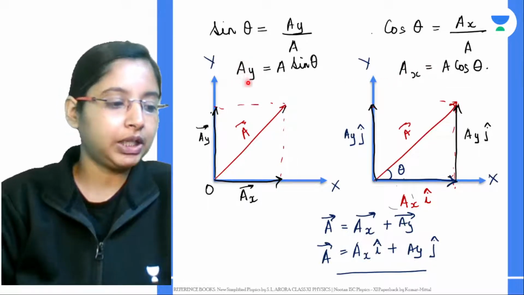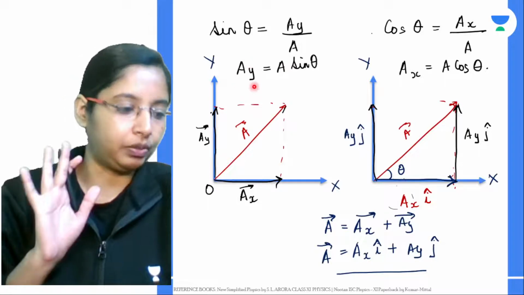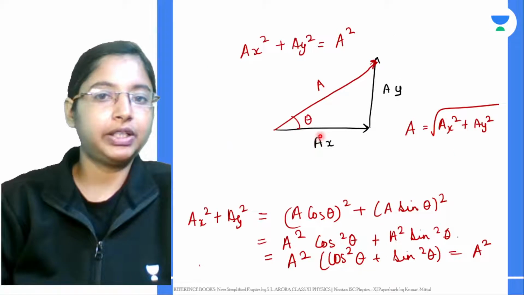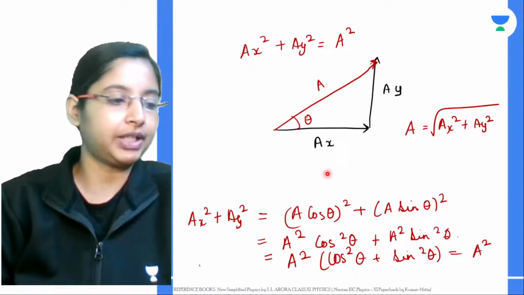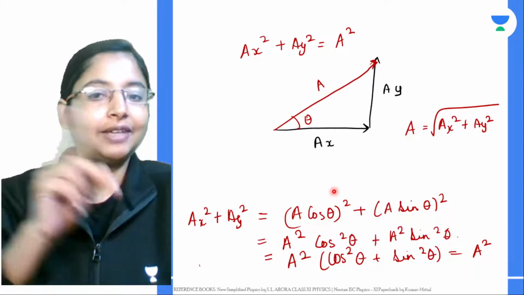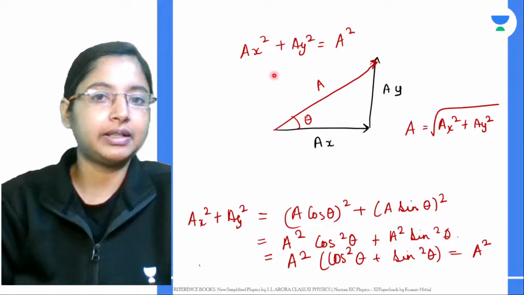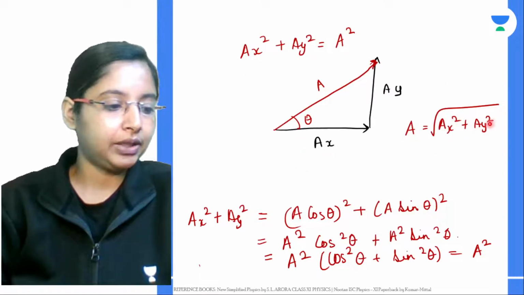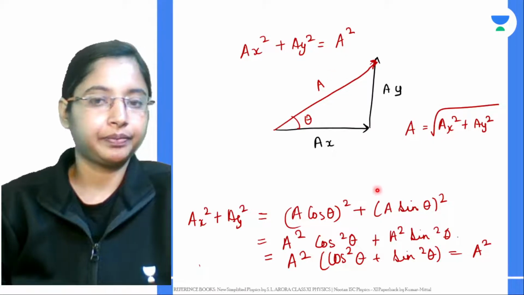And if you want the vertical component, what will you do? Whatever this A is, into sin theta will give you the vertical component. We did the reverse of it. If we add these two values, we get the magnitude of this A vector. In case in a question they have given the horizontal and the vertical component, and they are asking you to find the resultant, then this is the formula. You square the horizontal and the vertical component and take the square root of it. That will give you the resultant.